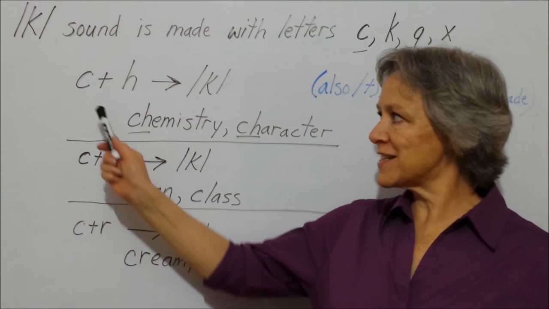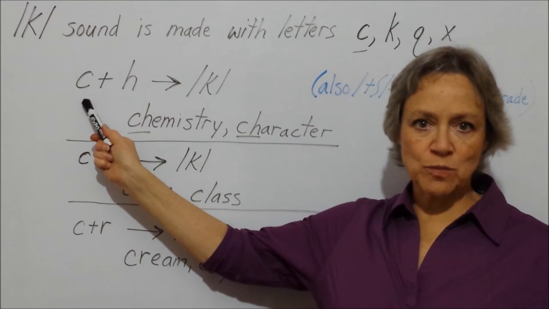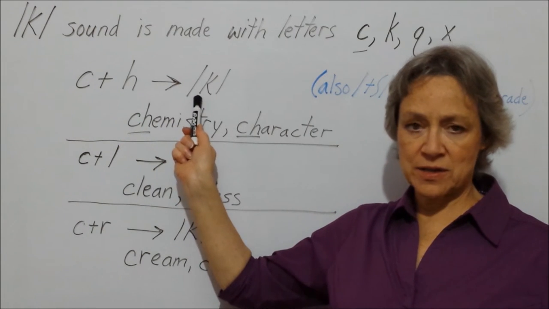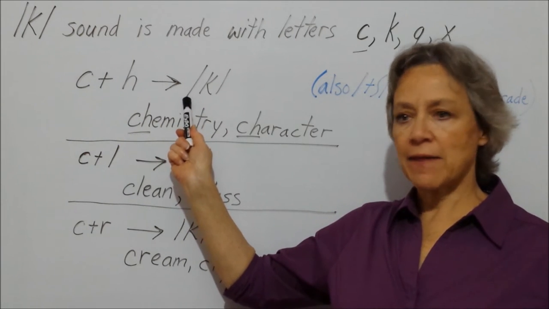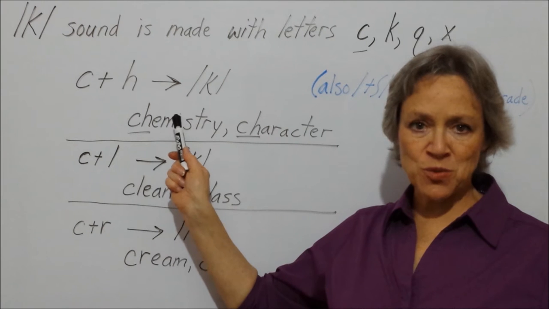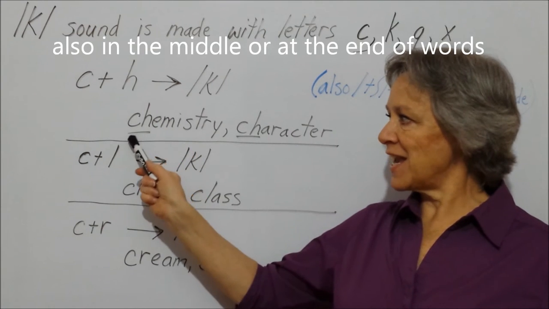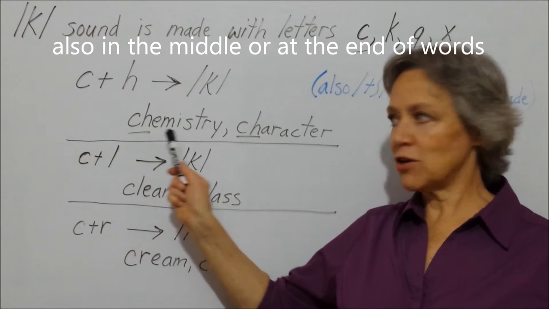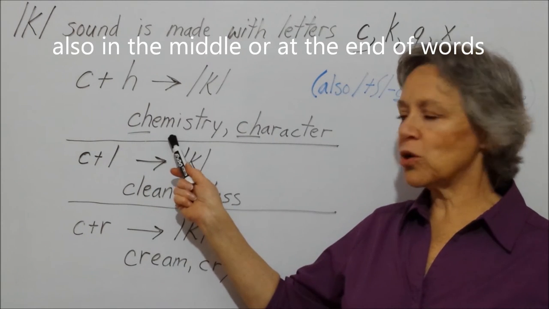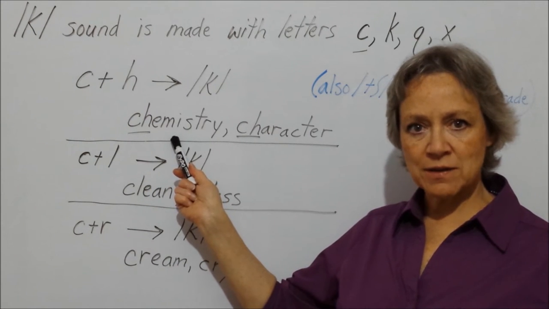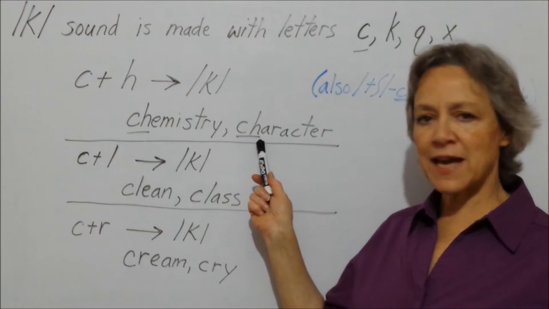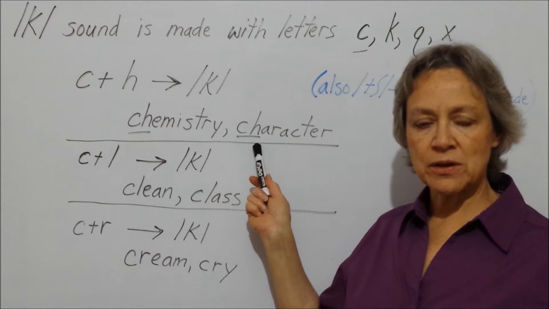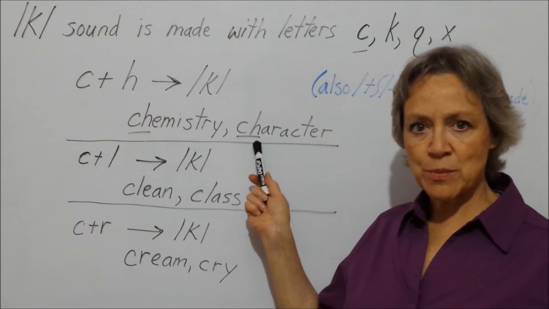The letter C, when followed by H, can make the k sound. At the beginning of some words, CH does sound like k. Here are two examples. The word chemistry and the word character both make the sound k with CH.